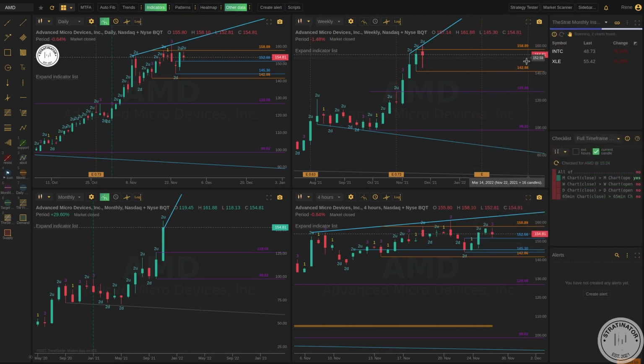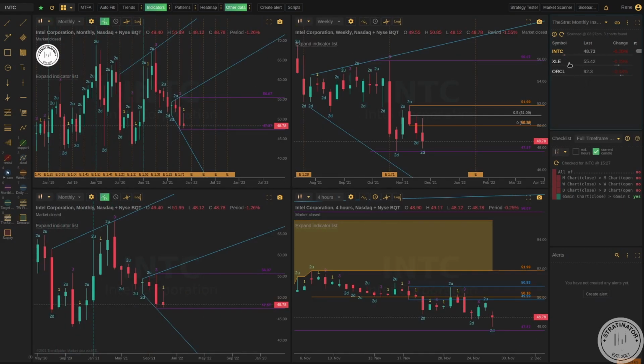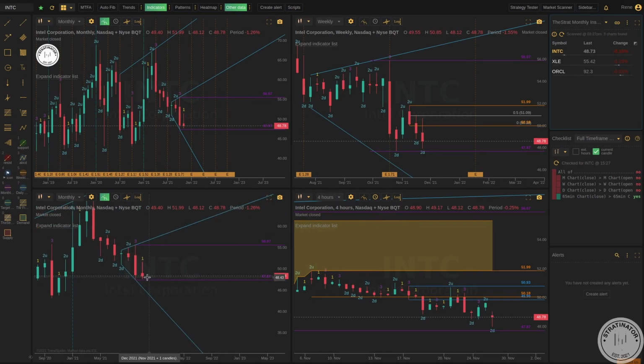I can use this scanner, open it, and will immediately see that from my watch list, Intel, XLE, and Oracle are currently in an inside month, and I can have a look at it and see if it's worth a trade or if it's a bad setup. This looks currently very bearish on Intel, so a possible 3-1-2 to the downside could happen if we open in December below, then the next candle, the 1, is the 4-8-1-2.